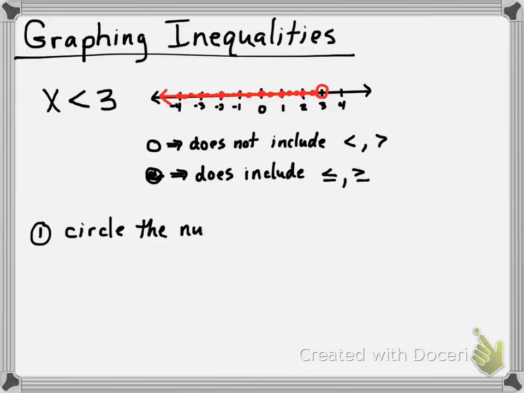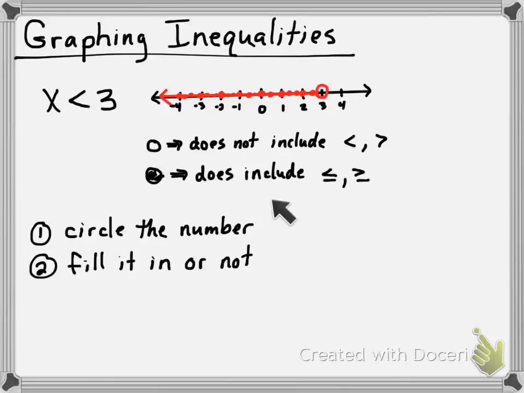Okay, so now our steps. These are very simple steps. Number 1, you circle the number. See, I could have went straight to number 3, circled it. Step 2, you either fill in the circle or not. How do you know whether to fill it in? Well, look at this right here. If it can be equal to, it's a closed point. If it cannot be equal to, it gets an open point. And then, step 3, draw your line, or draw your arrow.